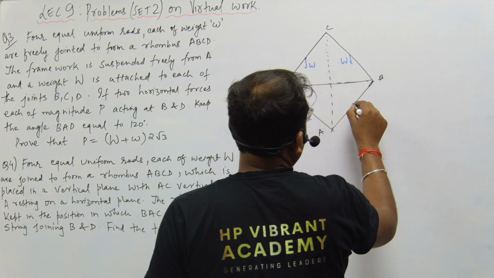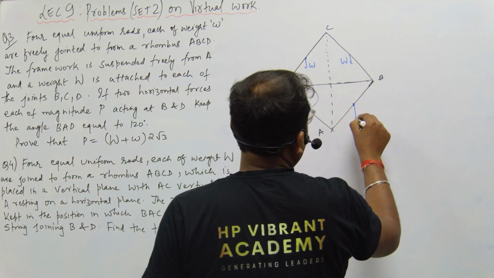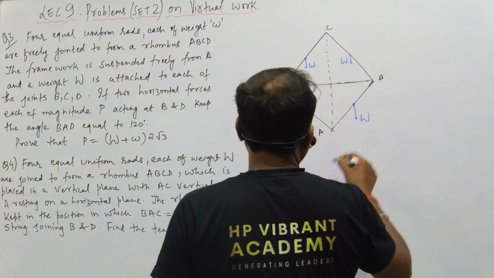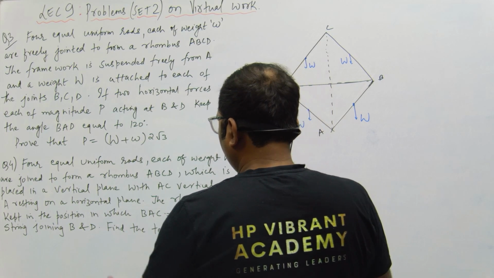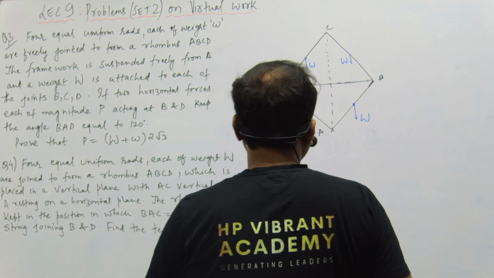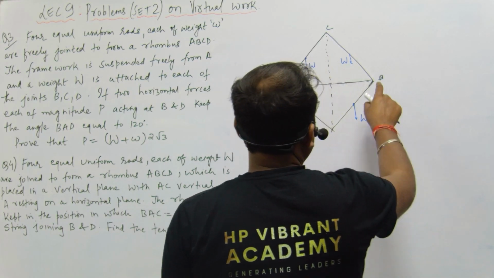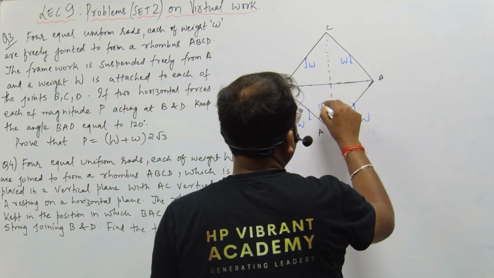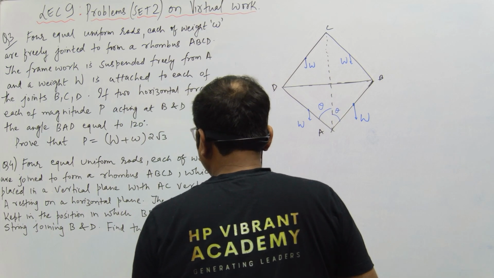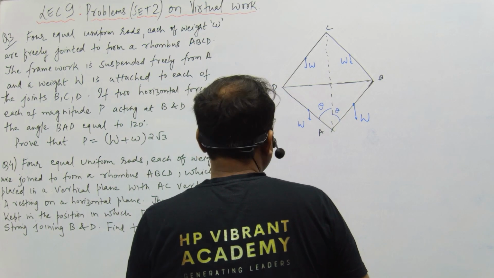Weight of the rod will act at the center of gravity of the rod. The rhombus is kept in a position in which BAC is equal to theta. So BAC, this is theta. Since it is symmetrical, this will also be theta. Find the tension in the string.